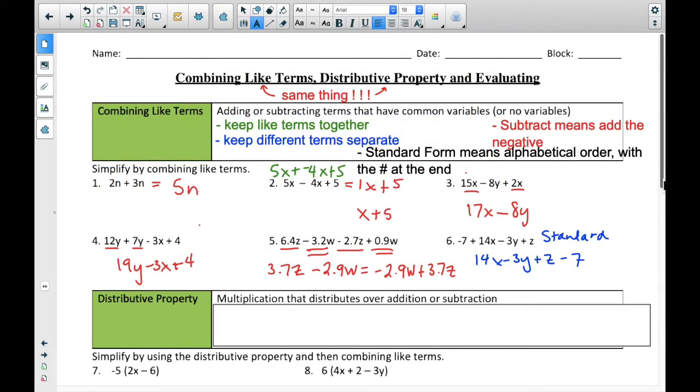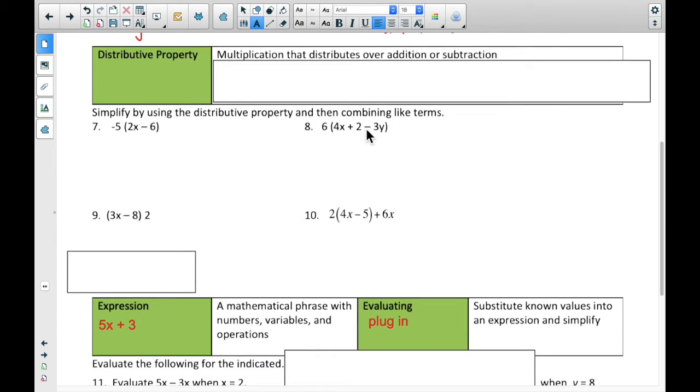Now that we've talked about combining like terms, let's move on to the distributive property. And so I'm going to do the same thing here. I'm going to work through the examples, and then after we talk about the examples, I'm going to go through and do a summary. And as I'm working this through, you should be writing things down.